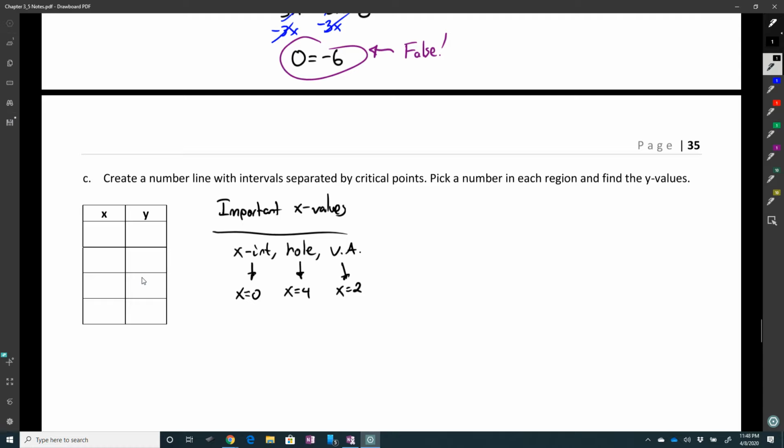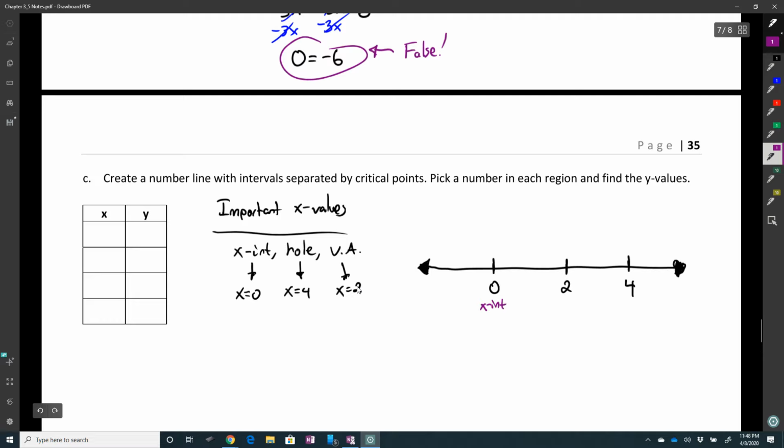So what step 7 wants you to do is it wants you to make a number line. And it wants you to make those three numbers that you just found tick marks. I'm going to put them in order. So 0 goes here, then 2, then 4. And if you want, you can label what each one is. So this splits our number line into 4 regions.